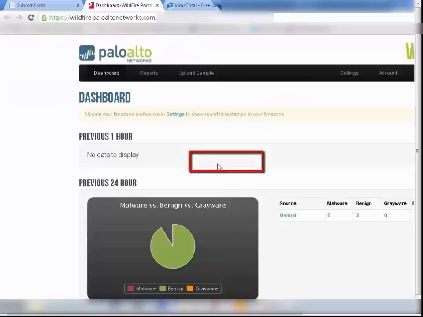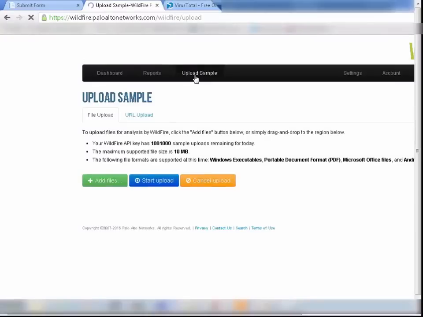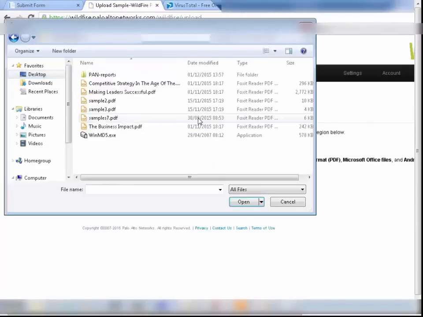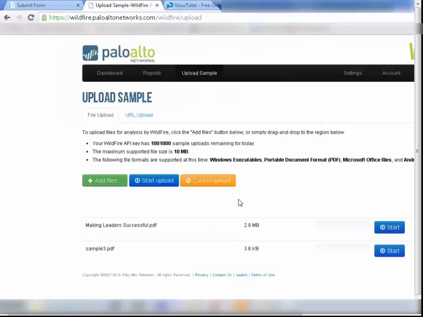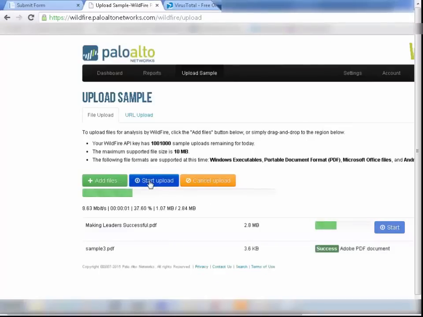From the Support Portal user account, we log into WildFire Portal and browse to Upload Sample section. For this example, we will upload two sample infected files. The first file, sample3.pdf, infected with known malware, was downloaded from the VirusTotal website. The second file, makingleaderssuccessful.pdf, is infected with unknown malware.